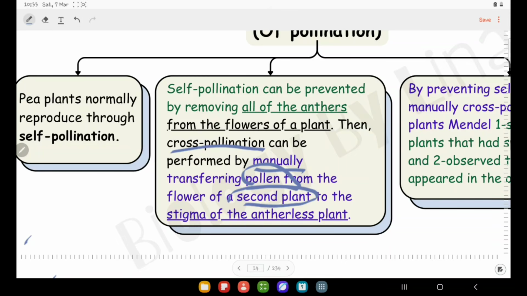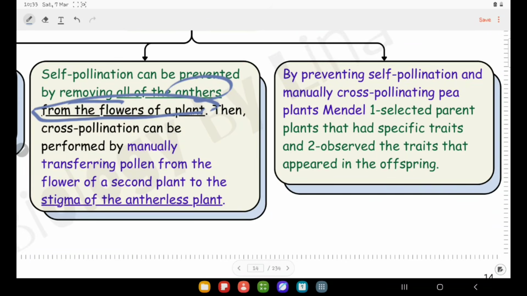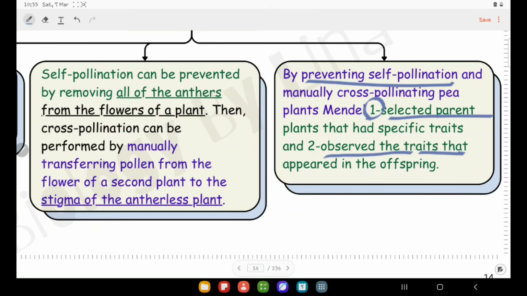the plant that does not have the anther. Okay, so normally the plant reproduces by self, but how can we prevent it? By removing all of the anthers from the flowers of a plant. Now, why did Mendel do that? Why did he prevent self-pollination and do cross-pollination? In order to, number one, be able to select the parents as he wanted and to observe the traits that appear in the offspring.